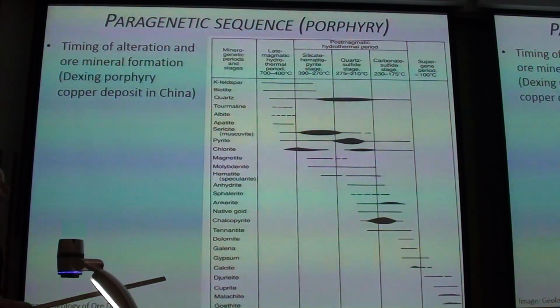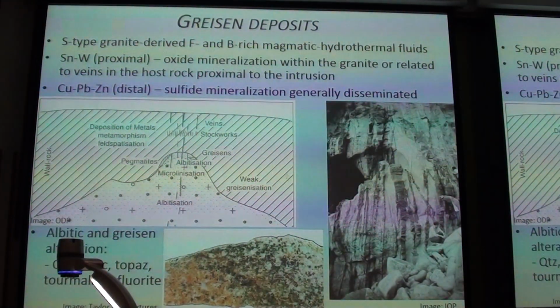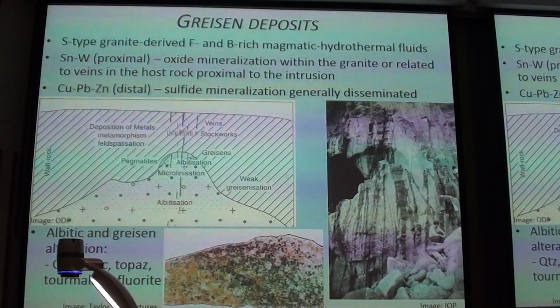Mineral assemblages occur at different temperatures throughout the history of the deposit. Briefly on a deposit type that is somehow related but not the same as porphyry. This is GREISEN deposits, and instead of forming from I-type granitic magma, they are related to S-type granitic magmas, which are those granites that are derived from partial melting of sediments.